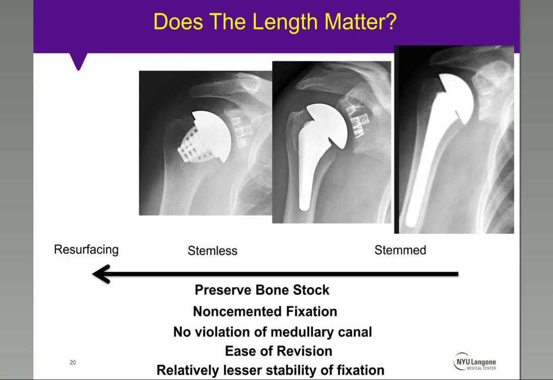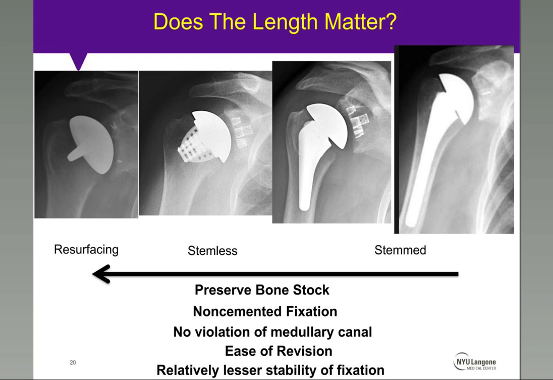So the question is, does the length matter? As we go from the standard stem to the stemless fixation, there are numerous advantages that are encountered. There's more preservation of the bone stock. There's no violation of the medullary canal with less risk of stem-related complications. And there is a relative ease of future revision because the implant size is smaller and diaphyseal or metaphyseal encroachment is relatively less. But this could come at the expense of fixation.